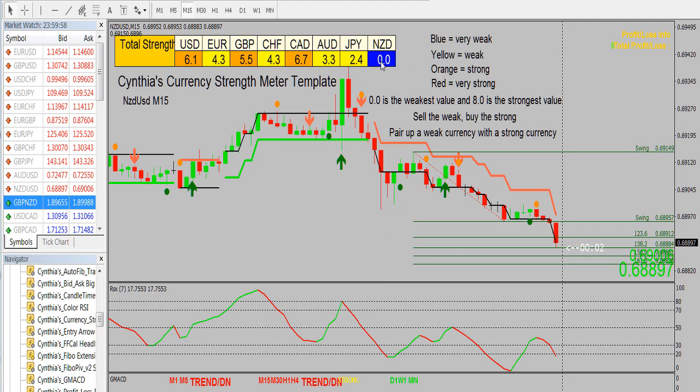First of all, you can see the meter has several colors, and the New Zealand dollar currency here is blue and at a numerical value of 0.0. That is the weakest.